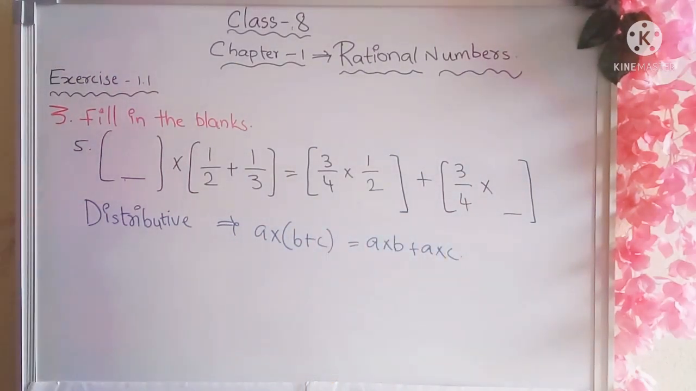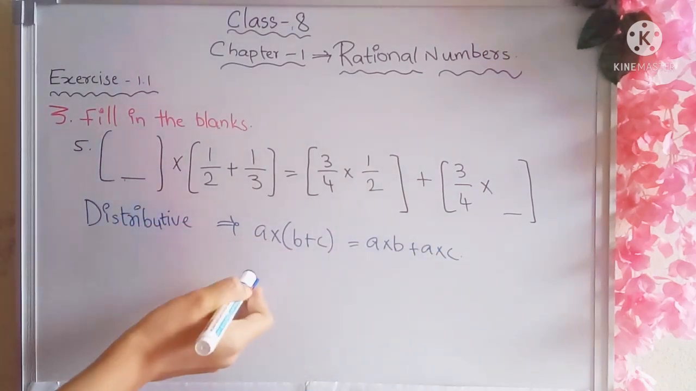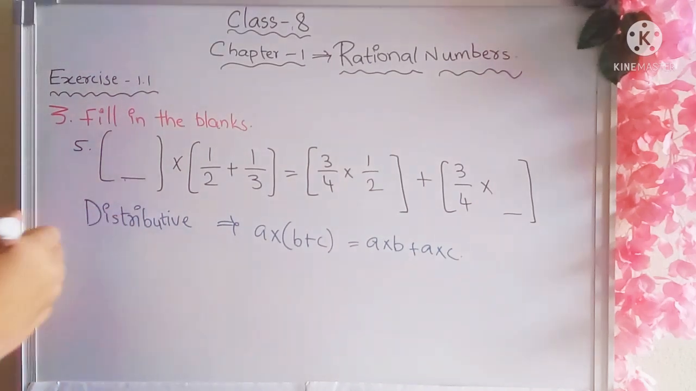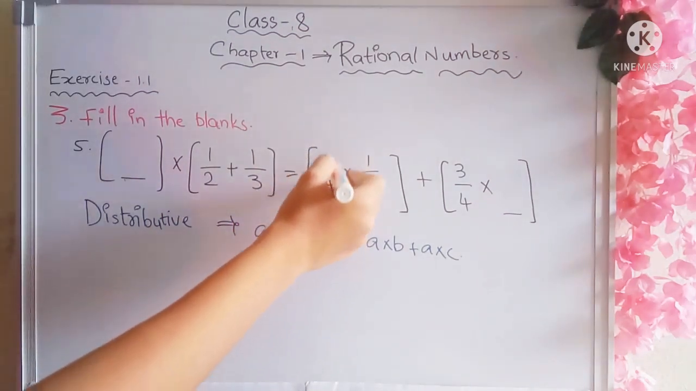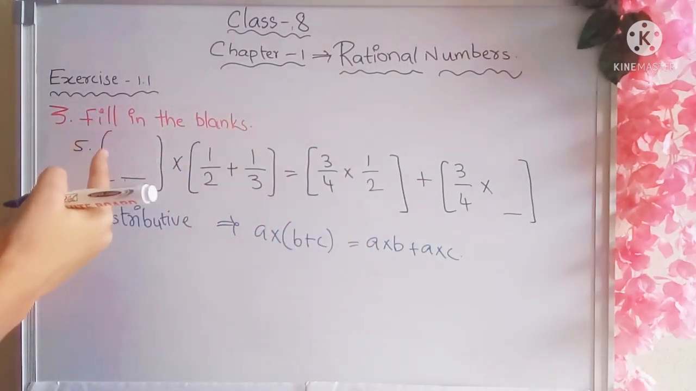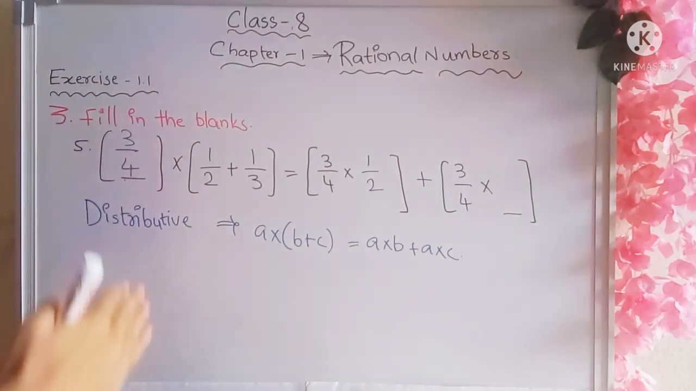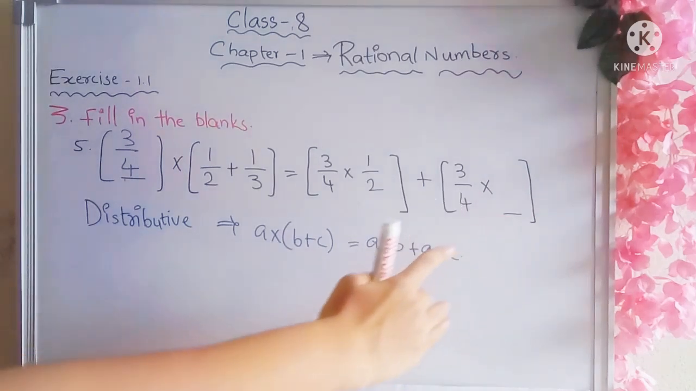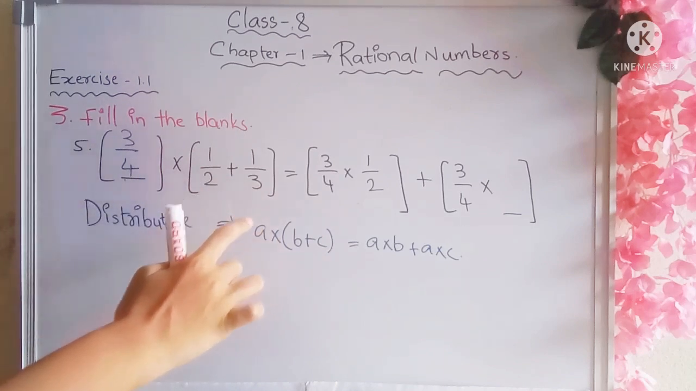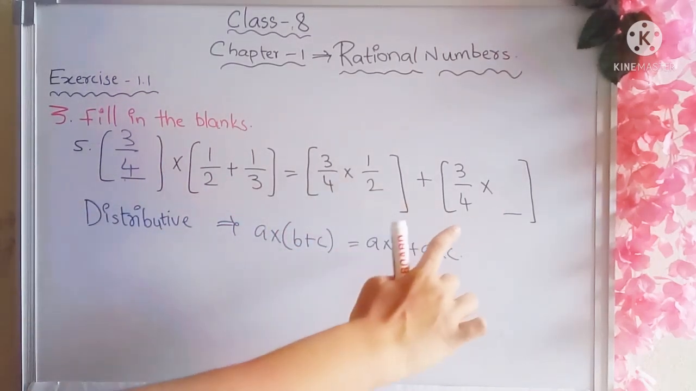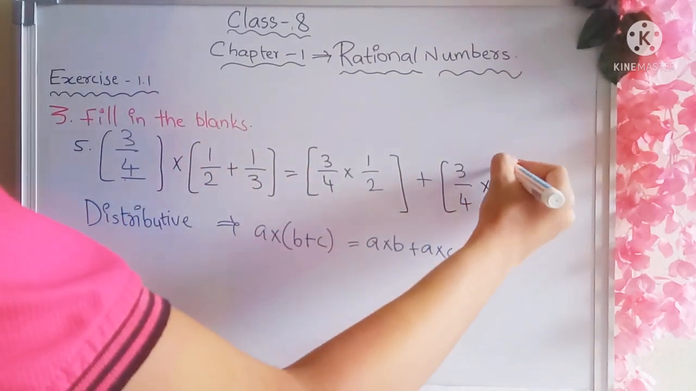So according to this, we have to say what number should come here and what number should come here. So the common point we can see here is 3 upon 4. So 3 upon 4 comes as A. So 3 upon 4. And then to find this, here A into B plus C is equal to A into B plus A into C. So C becomes 1 upon 3. So 1 upon 3 comes here.